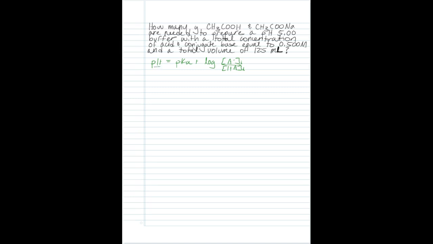So I know the pH, and if I can find the pKa, which should be easily findable, then I should be able to get to at least the ratio of the concentrations of the A minus and HA, and then from there maybe I can figure out a way to get to the actual concentrations of each of those components, because I know they have to add up to a certain amount. Once I know the concentrations, I know the total volume, I can figure out the moles, and from there figure out the grams.